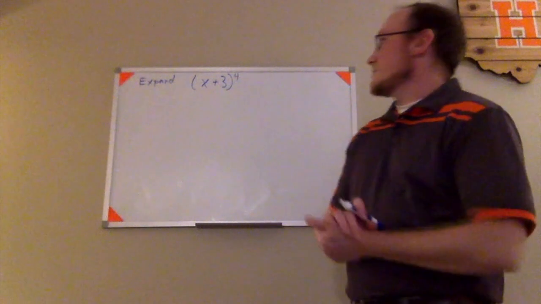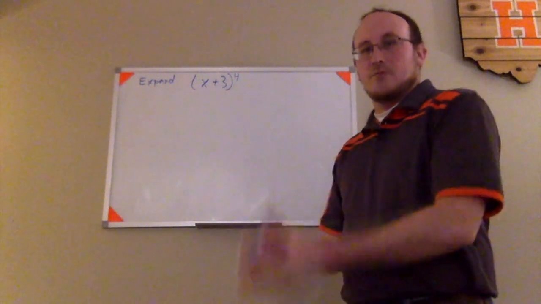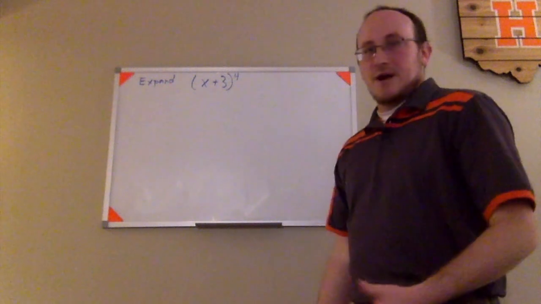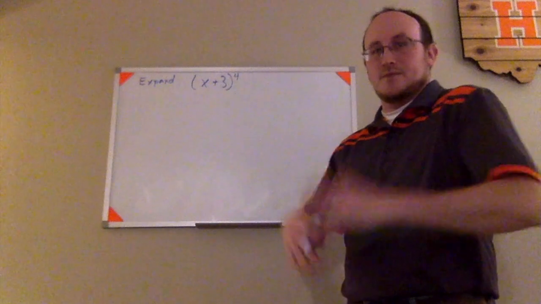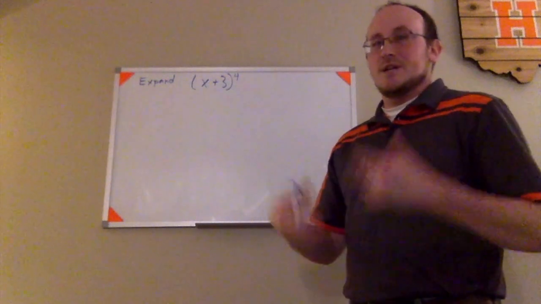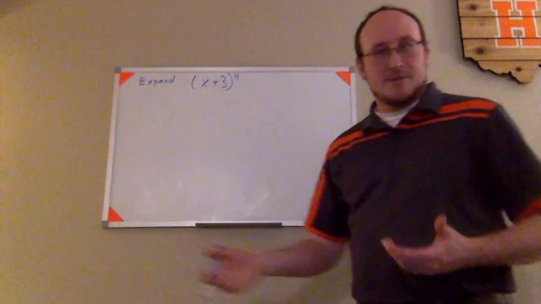Okay, so here we're faced with a problem that wants us to expand x plus 3, that quantity, to the fourth power. Now, this wouldn't be terrible to write out: x plus 3 times x plus 3 times x plus 3 times x plus 3, and go through that multiplication. It's doable. It'd be much more doable than if that was an 11th power or something like that.